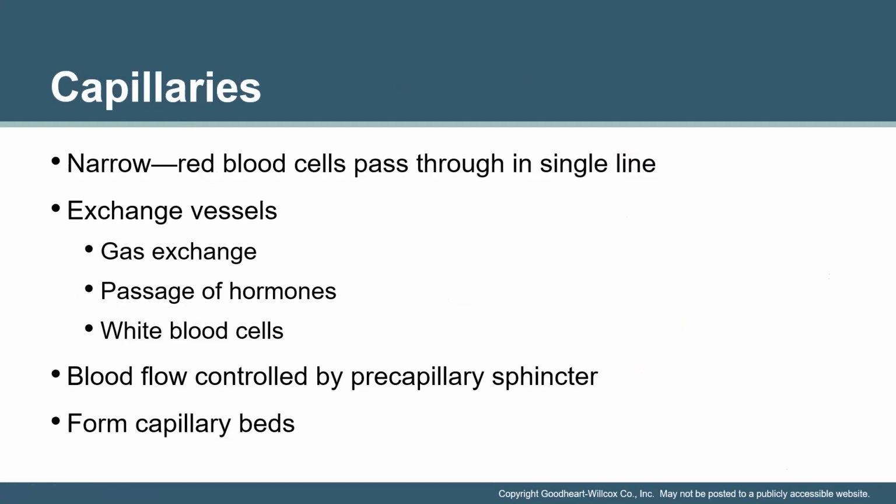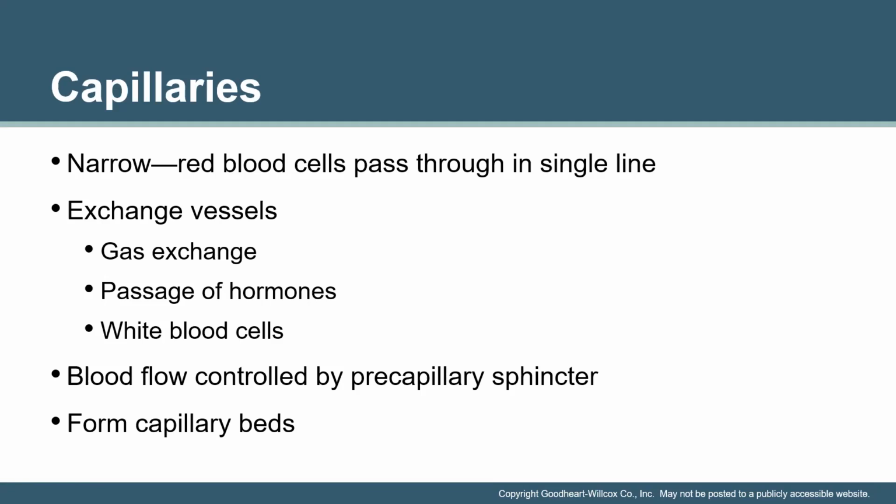Again, the arterioles will connect with the smallest and most numerous vessels in the body, the capillaries. The average diameter of a capillary is 8 microns. Capillaries are so narrow that red blood cells must pass through them in a single line, one at a time. They are also the thinnest of the vessels. Capillaries are called exchange vessels. This is because of the nutrient exchange and gas exchange that happens across.